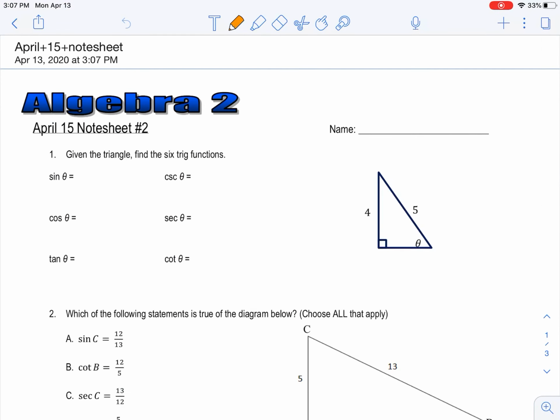Here's our April 15th worksheet, a review of our SOHCAHTOA.